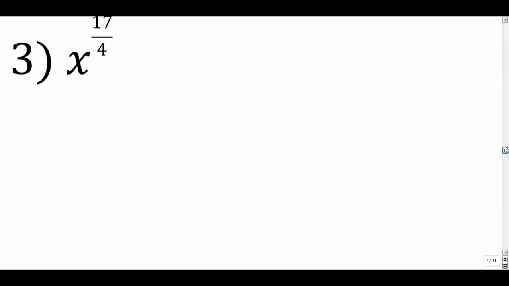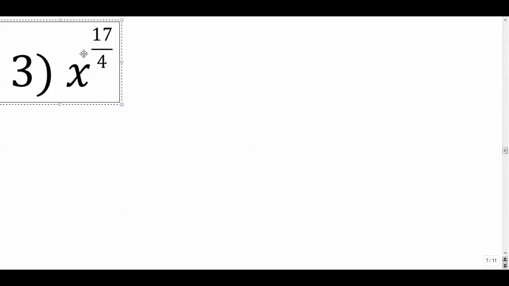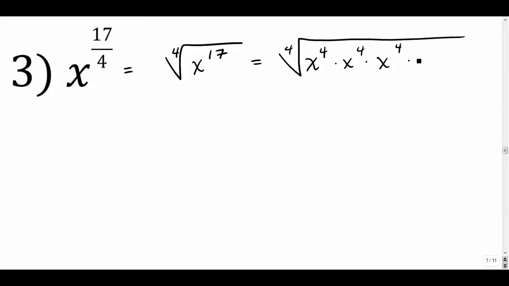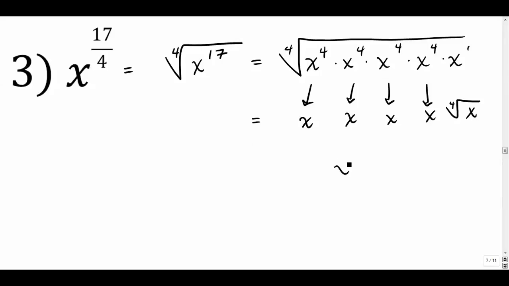Again, once these problems pop up, I'm going really fast here. I want you to get some extra practice. Pause it and try it. Two methods here. I'll show you both. We'll go the fourth root of x to the 17th. That breaks up into 17 is 4 plus 4 plus 4 plus 4 plus 1. So this is just x, this is just x, x, x, and then the fourth root of x. So it's 4 x's on the outside, which is x to the fourth, times the fourth root of x.